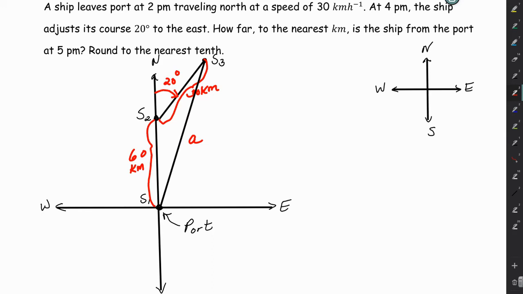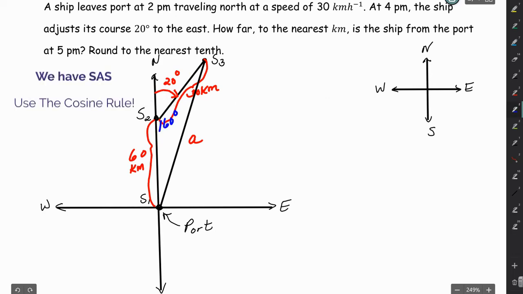Right, so I know the measures of 2 of the sides, and I know that this angle is 20. Now, all the way to here forms a linear pair. 180 minus 20 is going to give me 160. So let me write that in, 160 degrees. So I have a side, I have an angle, I have a side. I now have enough information to use my cosine rule.